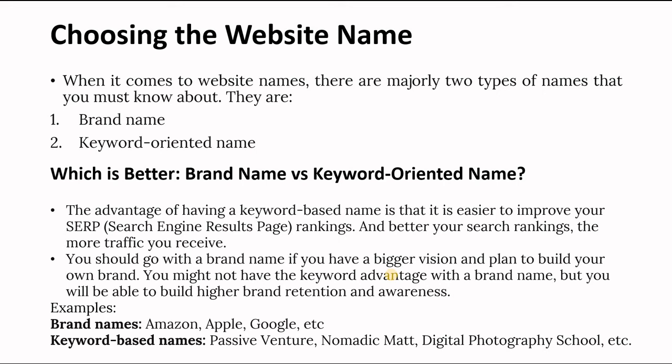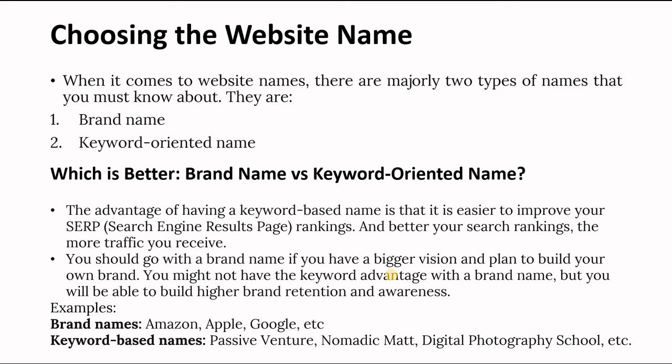And these are keyword based names that include keywords. Passive and venture, two keywords in that Passive Venture name. In Digital Photography School, we have digital and we have photography, we have school. But on the other hand, brand names are simple words. They are most usually some 4 to 6 letter names like Amazon, Apple, Google. And these brand names are most usually made when you have plans to reach out to a much bigger audience. So you want to reach 10 million people, 100 million people, a billion people, then you need to have names that people can remember, names that are easy, names that have that brand value of their own.